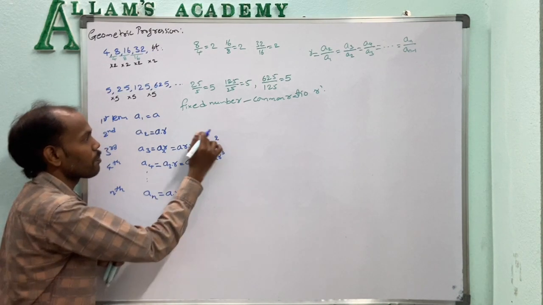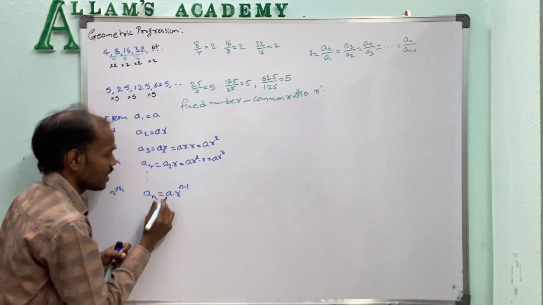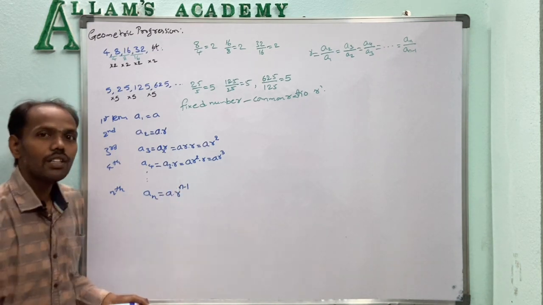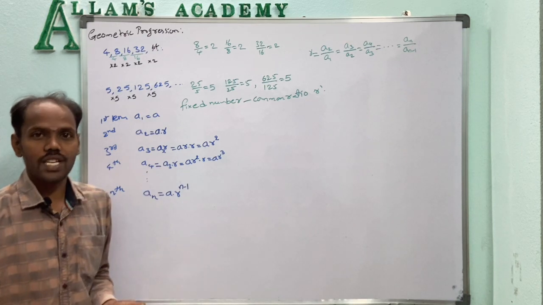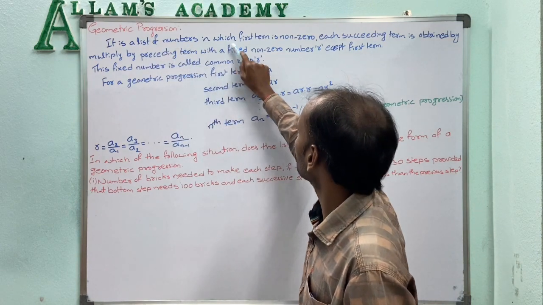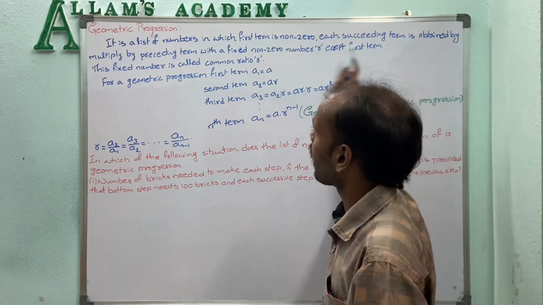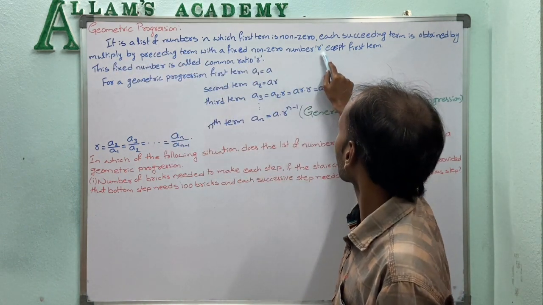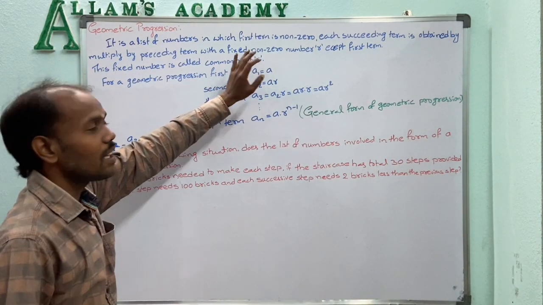That means the nth term has a power one number preceding to the term. So we can write an is equal to a into r power n minus 1. It is the general term or general form of the geometric progression. Geometric progression means it is a list of numbers in which the first term is non-zero, and each succeeding term is obtained by multiplying the preceding term with a fixed non-zero number r. So here that fixed number is called the common ratio.